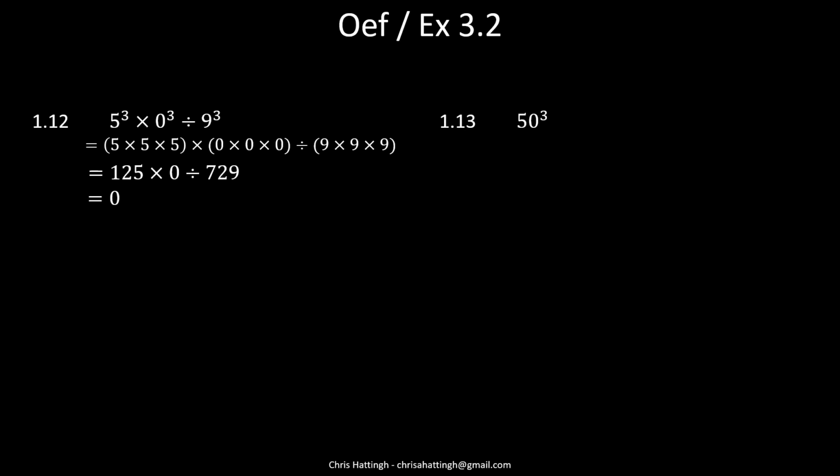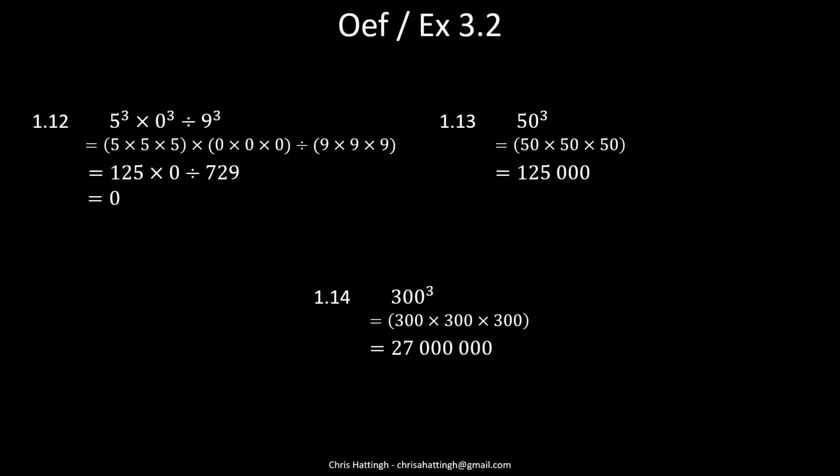50 to the power of 3 is 50 times 50 times 50. Ignore the zeros and just say 5 times 5 times 5 is 125, and then add the 3 zeros. Number 14, 300 to the power of 3 is 300 times 300 times 300. Ignore the zeros. That will give you 3 times 3 times 3 is 27. Add your 6 zeros. It is 27 million.